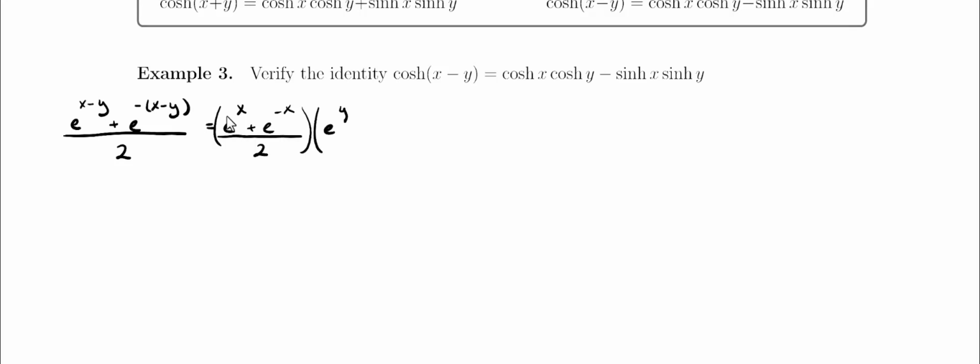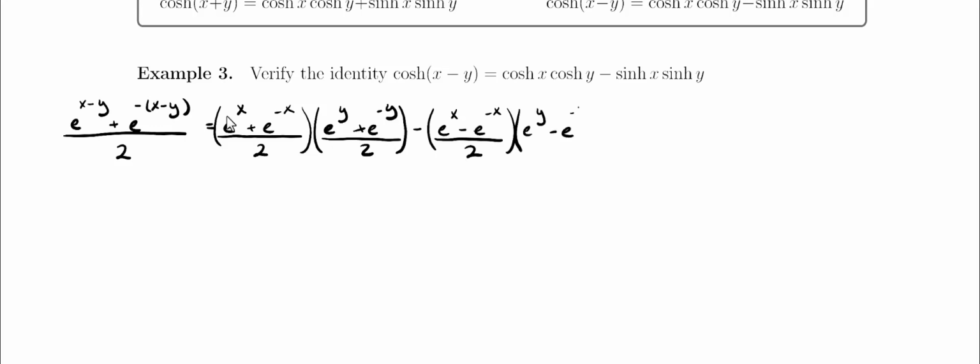So we get e to the y plus e to the negative y all over 2 minus the sinh of x, which is, in parentheses, e to the x minus e to the negative x all over 2 times the sinh of y, which is e to the y minus e to the negative y all over 2. Now for this one, I would recommend pausing the video so you can attempt to simplify this problem, see what you get, and then verify your answer. I'll give you a moment to pause here, and I will be providing the answer.